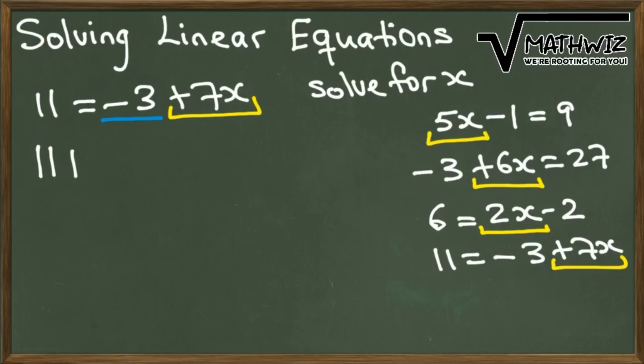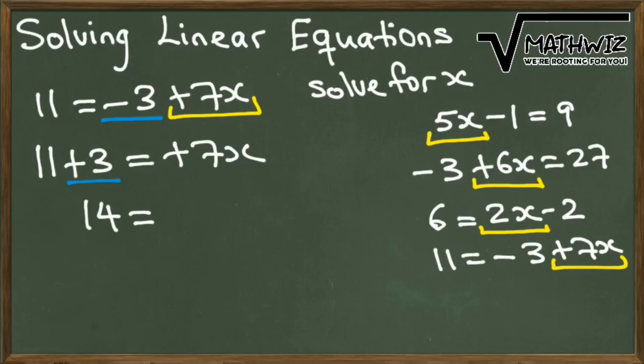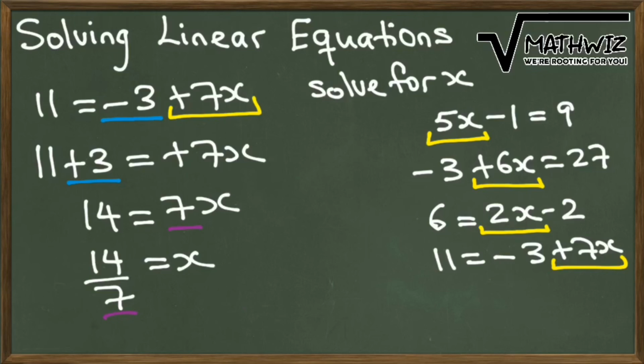And so the minus 3 will become plus 3. And 11 plus 3 is 14. And again, you don't need to put plus 7x. You can just have 7x. The 7 which is multiplied, when you take it across, it will be divided. And 14 divided by 7 is 2.